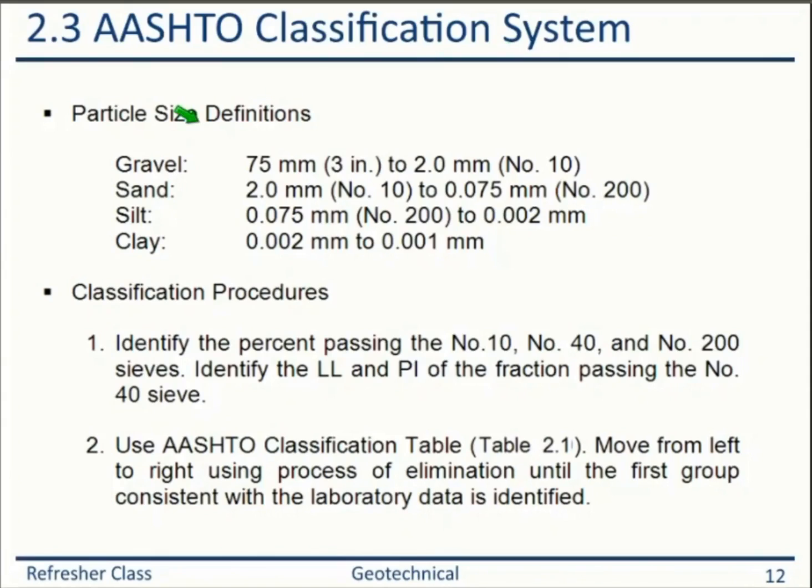Based upon AASHTO, it defines the particles as gravel when the soil is as big as 75 millimeters, or anything passing through the 3-inch sieve and not passing through the number 10 sieve, or the particle as 2 millimeters. Sand is anything passing through the number 10 sieve, as big as 2 millimeters and as small as 0.075 millimeter, or anything not passing through the number 200 sieve. Silt passes through the number 200 sieve and does not pass through the 0.002 millimeter sieve, and clay passes through the 0.002 millimeter sieve and does not pass through the 0.001 millimeter sieve.